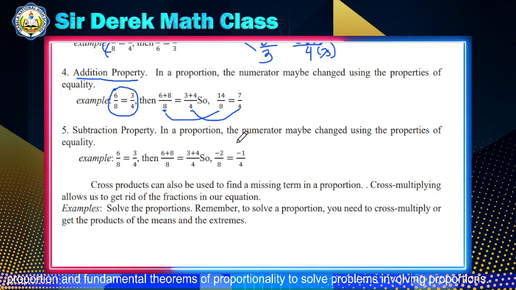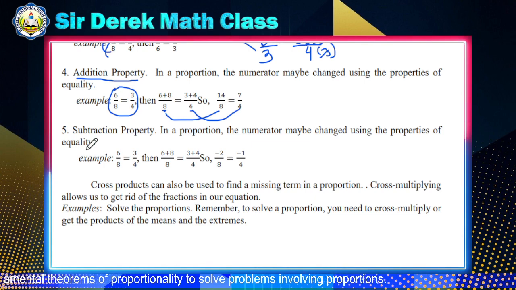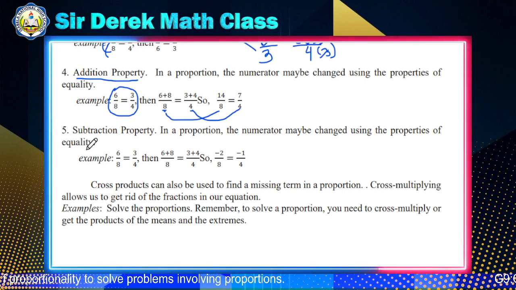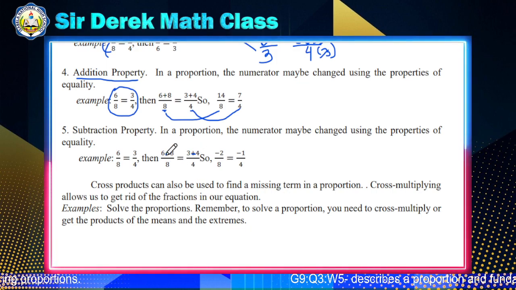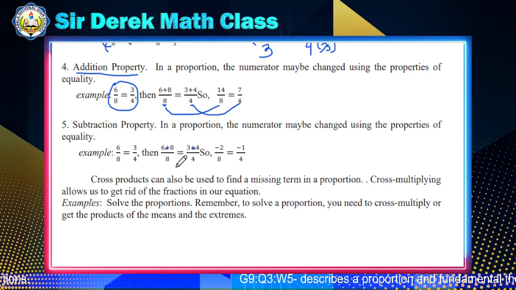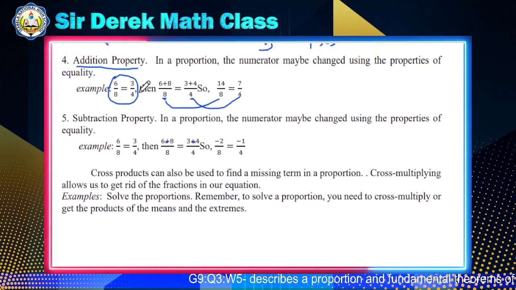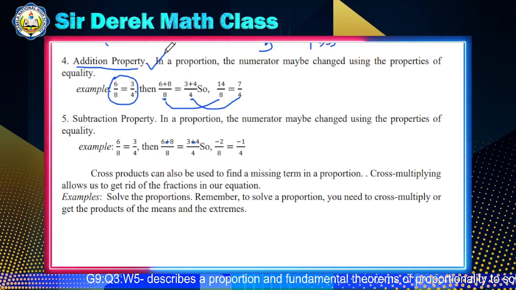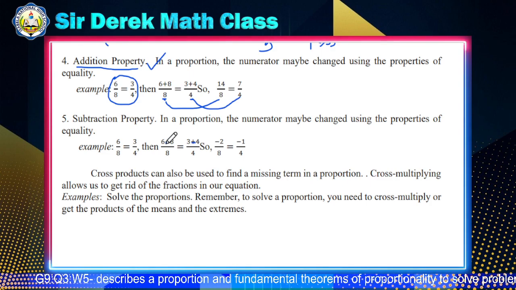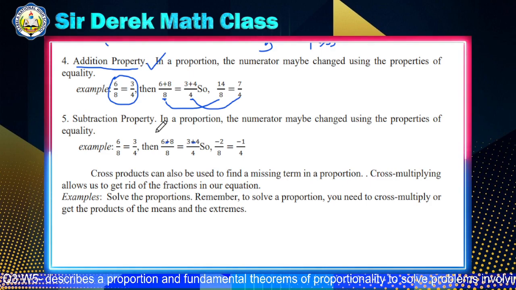So, what about the subtraction property? In a proportion, the numerator may be changed using the properties of equality. Okay? Sa subtraction naman, nagkamali siguro sila dito. This must be minus, ha? Kasi subtraction. Okay? So, there is an error again in your learning activity sheets. Pakisulatan yan ng minus kasi subtraction. So, the difference lang nila, pag plus yon, that is addition property. But if we use subtraction or minus, then that is subtraction property.